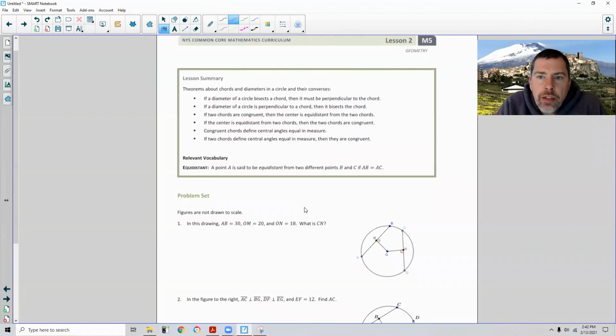Okay, page 6 brings us to the end of lesson 2. Review the lesson summary and go to your problem set.